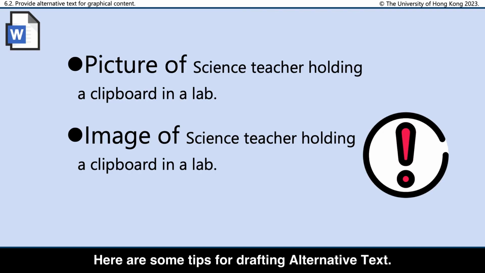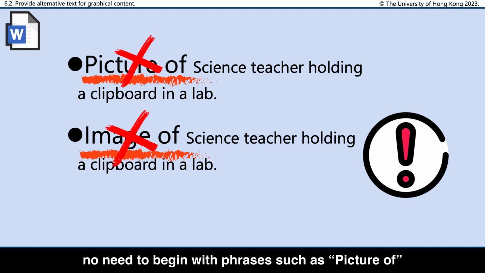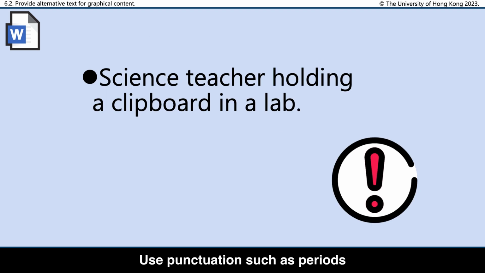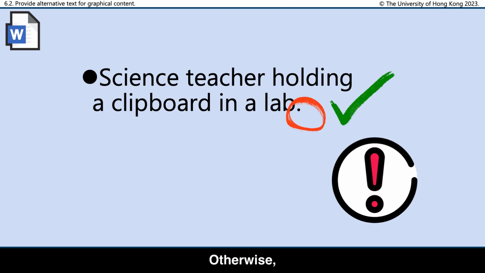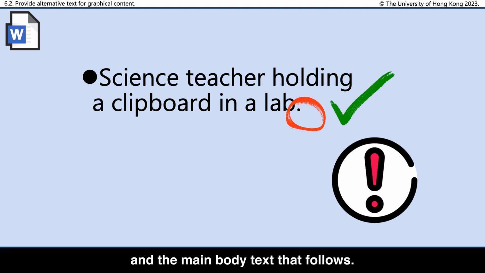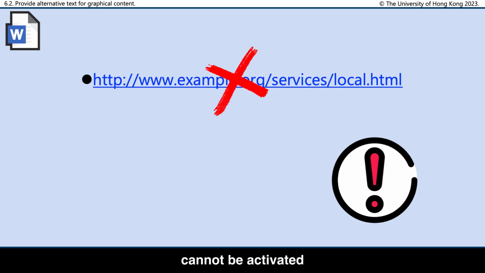Here are some tips for drafting alternative text. In general, no need to begin with phrases such as picture of or image of. Only include the informative text embedded within the graphical content in the alternative text. Use punctuation such as periods to end the alternative text. Otherwise, screen readers may mix up the alternative text and the main body text that follows. It may confuse the users. Be aware that hyperlinks in the alternative text cannot be activated or presented by link text.